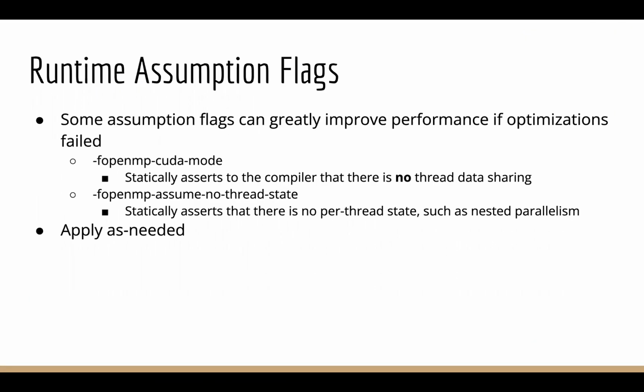Okay, so this is just real quick to mention these. These are very useful flags if you're having some problems with performance. So the -fopenmp-cuda-mode flag basically asserts that globalization does not happen. So what I mentioned previously, where the OpenMP runtime allocates something in global memory, then that will basically statically assert that we don't have data sharing. It's like CUDA, where everything is thread private. And that is very useful for some applications.